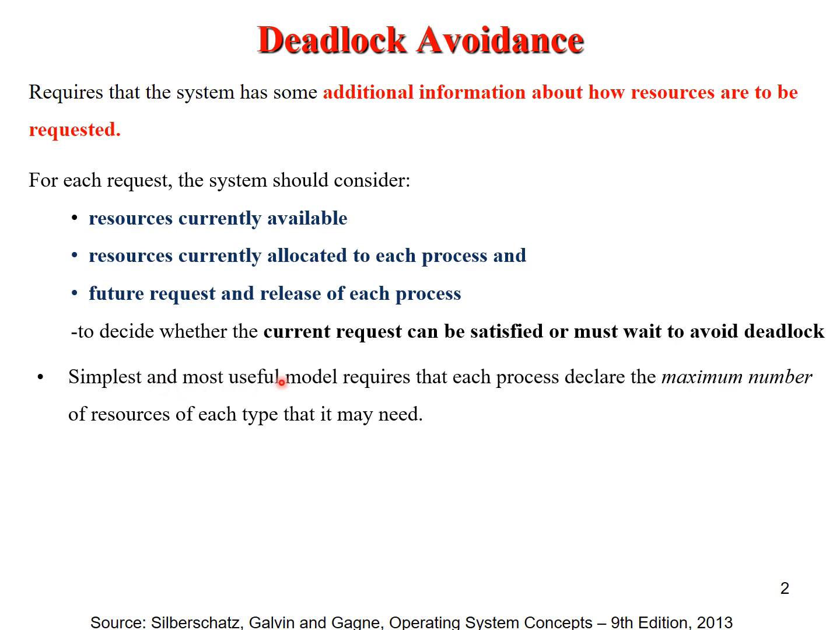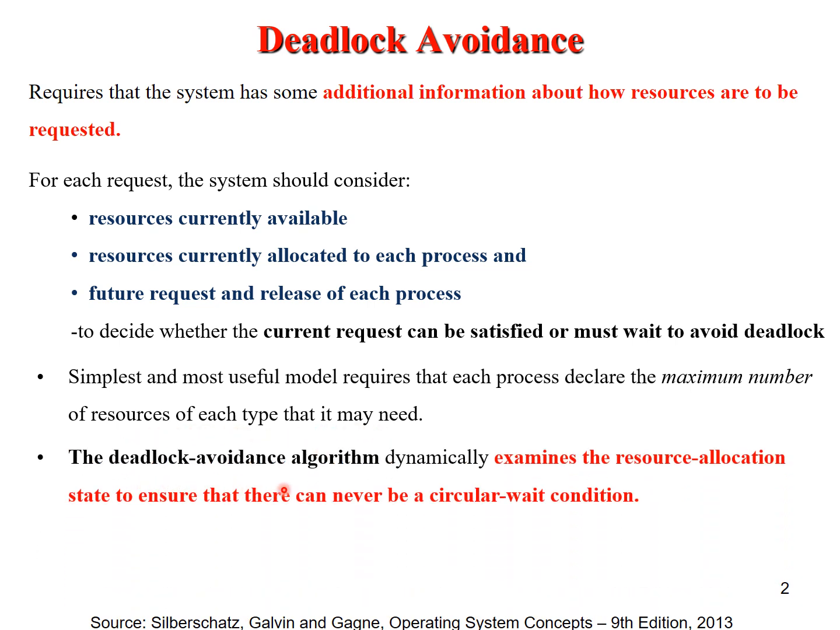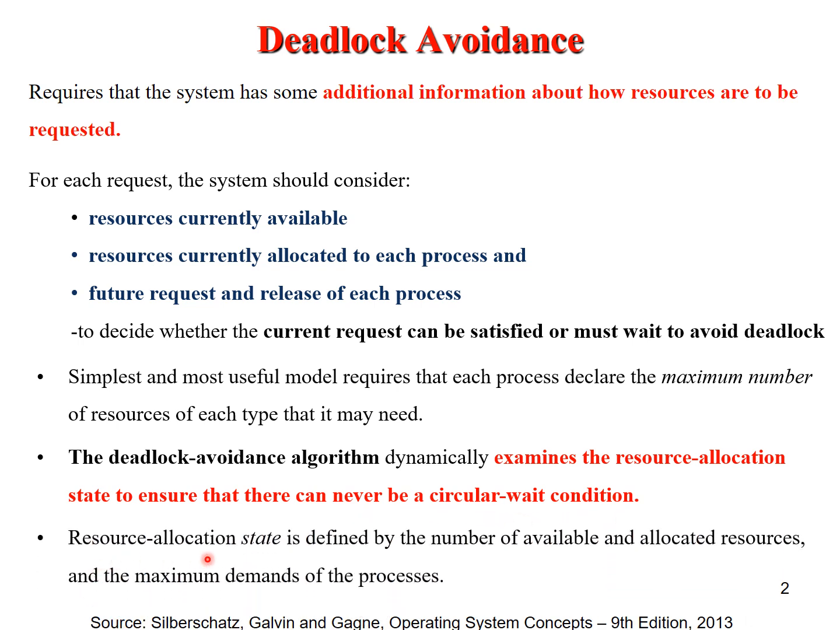The simplest and most useful model requires that each process declare the maximum number of resources of each type that it may need. The deadlock avoidance algorithm dynamically examines the resource allocation state to ensure that there can never be a circular wait condition. Resource allocation state is defined by the number of available and allocated resources, and also the maximum demands of the processes.